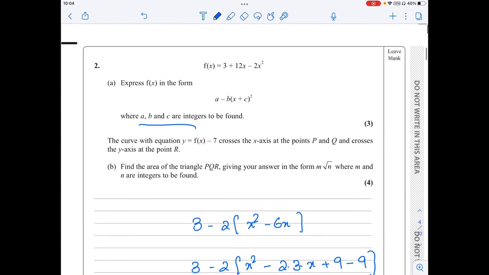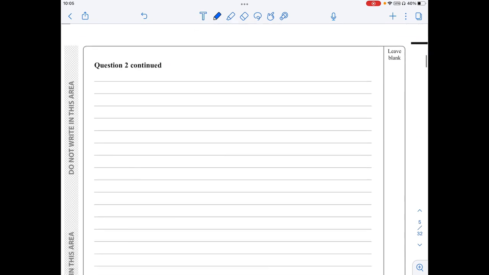Next part of the question: the curve with equation y equals f of x minus 7 crosses the x-axis at points P and Q and crosses the y-axis at R. Find the area of the triangle PQR in the form m root n. So f of x minus 7. First of all, I have f of x as 21 minus 2 (x minus 3) whole squared.